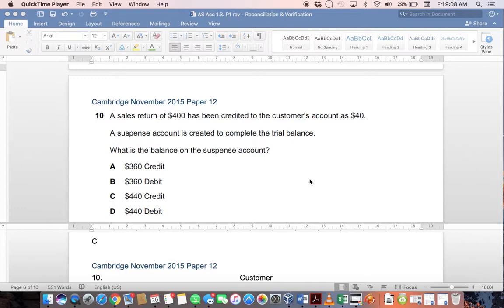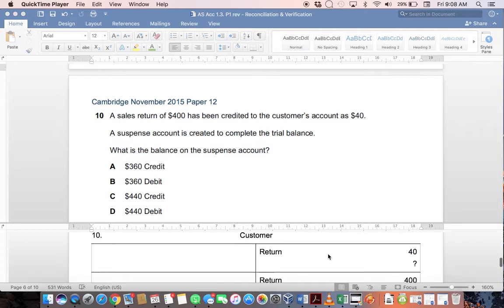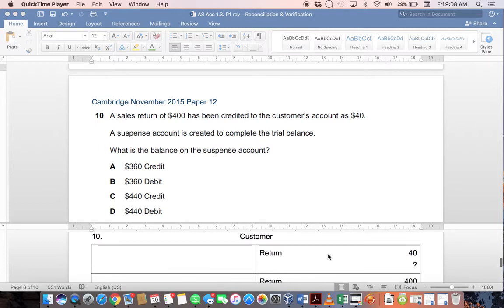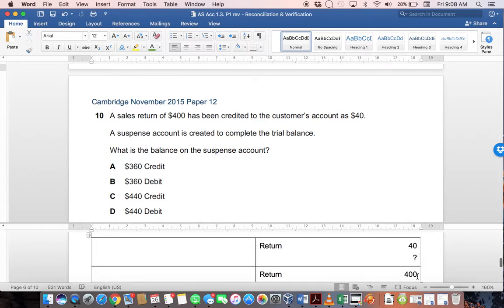So what you actually need to find out is, what do you need to do to correct the error on the customer's account? Should it be a debit or a credit, and how much? So if we have a look at the customer again, just like I did before, I have shown at the top what did happen. There was a return and it was entered as 40. However, it should have been entered as 400.